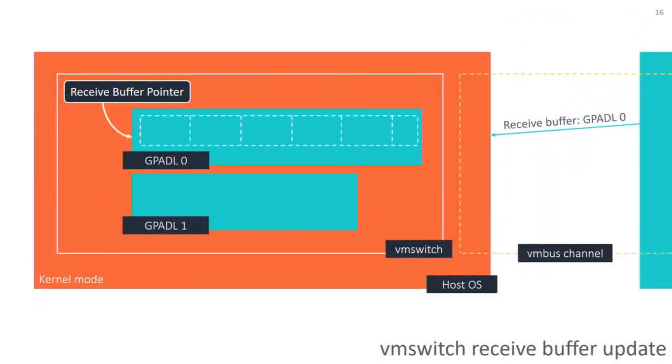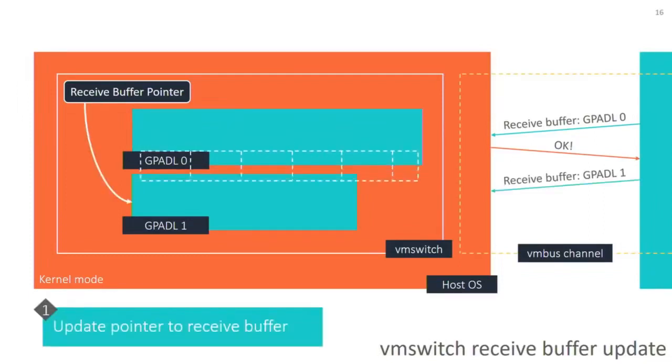I'm going to generate my bounds. I'm going to update my bounds. Everything's all cool. It acknowledges that. And then let's say I'm a guest OS, and I wanted to use gpaddle1, which is slightly smaller, but that shouldn't be a problem. It's like, OK, cool. I'm going to update my receive buffer pointer.